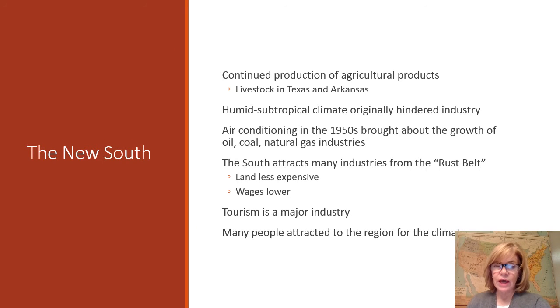Okay, so the New South, they continue with their agriculture and with livestock. They've got this humid subtropical climate. Originally that hindered industry, but now with air conditioning and modernization, it's not an issue, right? Also, they've got the coal industry down there. They've got natural gas and they've got oil, right? So there are a lot of people from the Rust Belt, where we are, who are attracted to it down there. So are businesses, because land is cheaper and wages are lower.